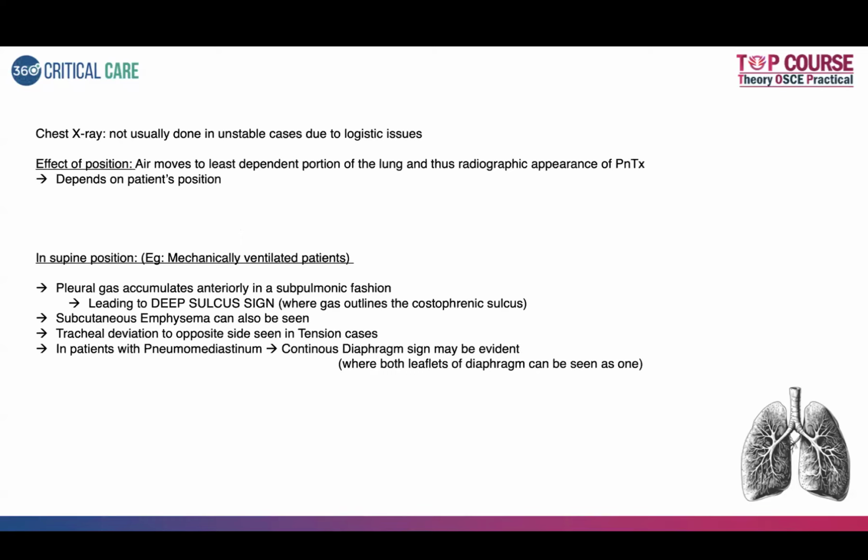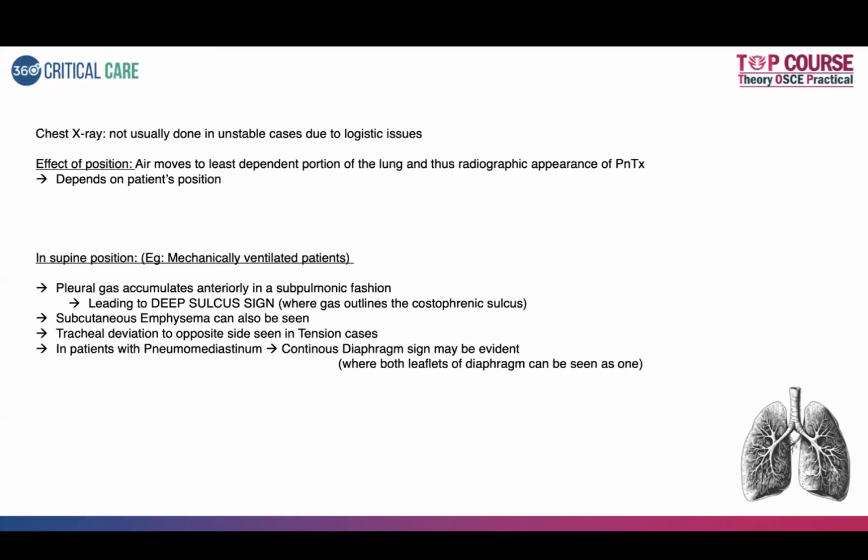So the effect of position in relation to the X-ray. The air moves to the least dependent portion of the lung, and thus the radiographic appearance of pneumothorax depends on the patient's position. In the supine position, that is, in mechanically ventilated patients, the pleural gas accumulates anteriorly in a subpulmonic fashion. So that usually leads to the typical deep sulcus sign. What that is, basically the gas outlines the costophrenic sulcus, so it gives an amplified view of the costophrenic sulcus.